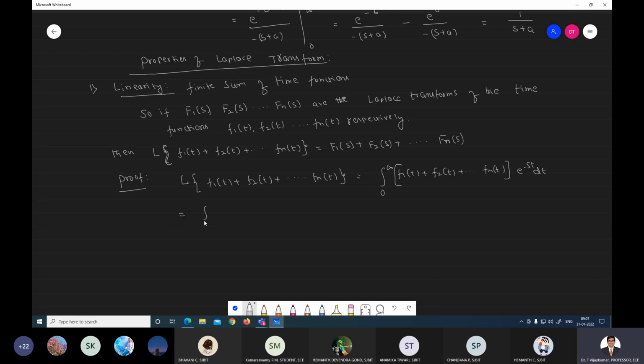This you can write as the integral from 0 to infinity of f1(t) into e to the power of minus st dt, plus the integral from 0 to infinity of f2(t) into e to the power of minus st dt, plus the integral from 0 to infinity of fn(t) into e to the power of minus st dt. So this is equal to F1(s) plus F2(s) plus etc. Fn(s).